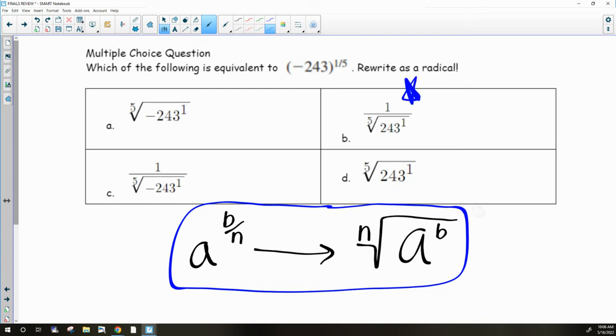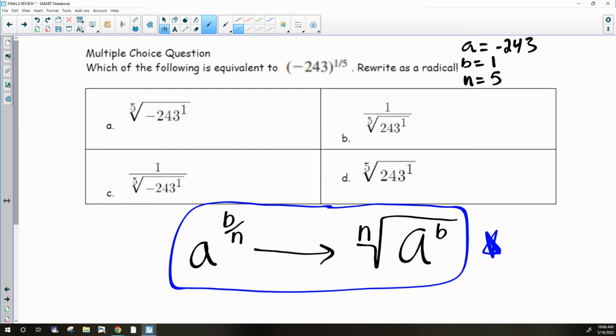Okay, so if we look at this problem, what is my a value up here? Negative 243, and I'm just going to write that off to the side. Negative 243 is my a. What's my b? 1. And my n? 5. Perfect.